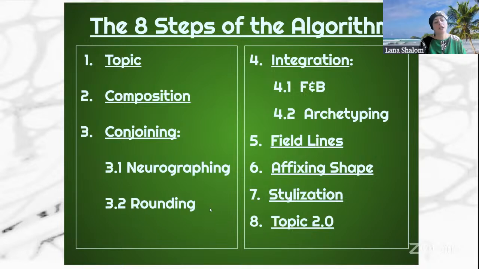The 8 steps of the algorithm are also known as the base algorithm. The base algorithm is the main way to draw NeuroGraphic. The base algorithm is the explanation of what the NeuroGraphic method is all about. What is it? How does it work? Why does it work?